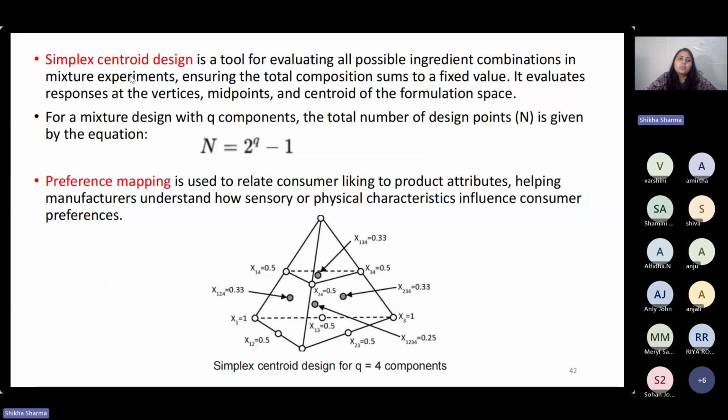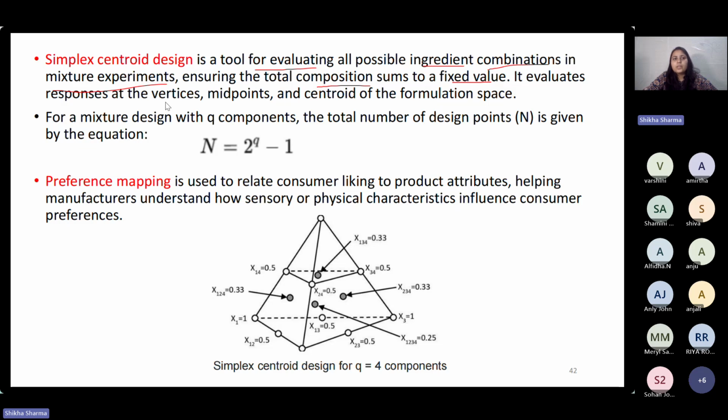Then we already discussed the simplex design. This is the simplex centroid design. It is a tool for evaluating all possible ingredient combinations in mixture experiments, ensuring the total composition sums to a fixed value. So here also it is saying that the sum should be a fixed value.